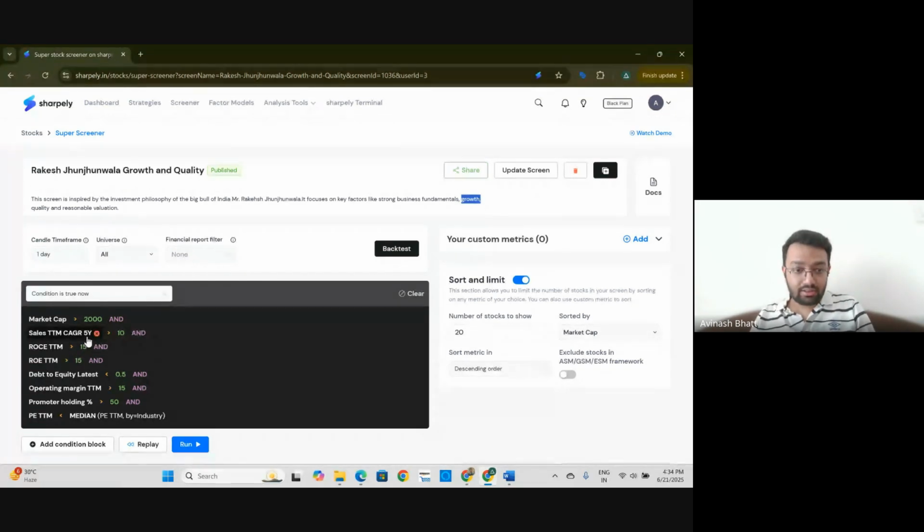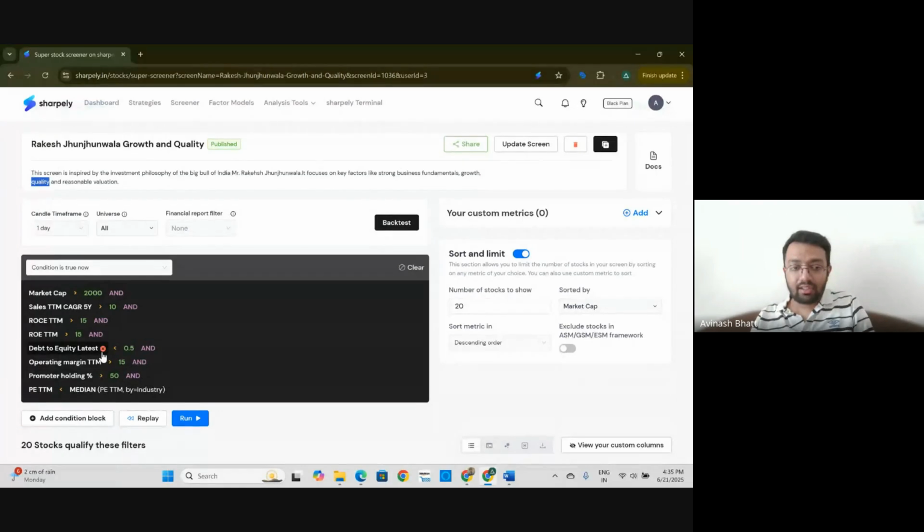Then sales CAGR, so sales growth for the past 5 years should be greater than 10%. Then these are again focusing on the quality of the business. So this is the quality front, right? Then he was not fond of investing in companies with very high debt. So you can use the debt to equity ratio for this. So there are multiple ratios for cash flow, for balance sheet strength, for earning strength, and all, right? So operating margin is another metric that you can use.